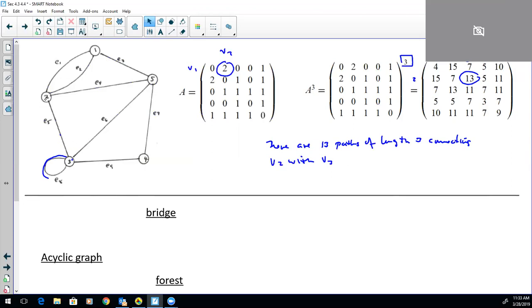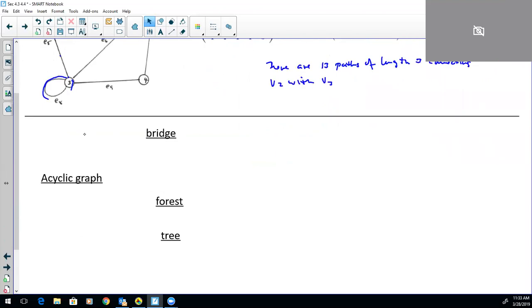Okay. It also might be 2 to 5 to 3, that's 2, and then around this one more time. Okay. So that's how you interpret it. Okay, more terms, many more terms.